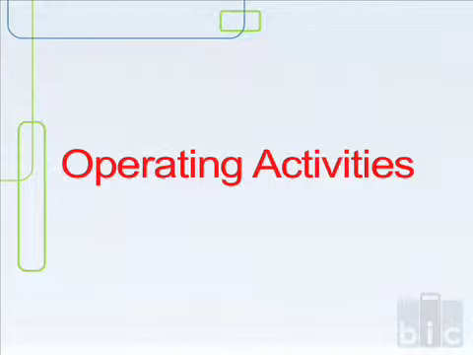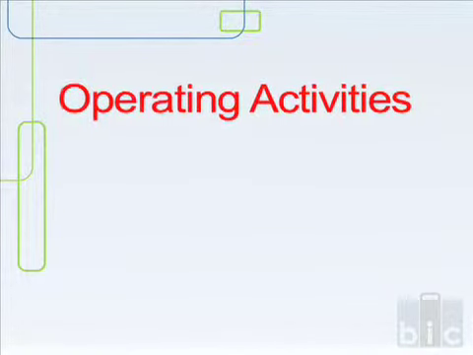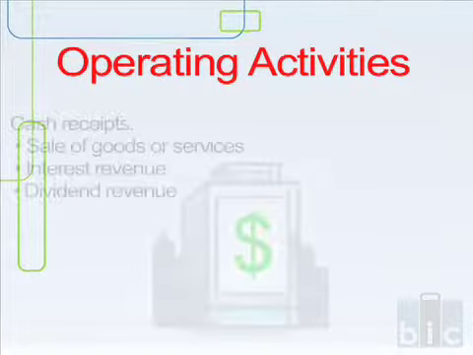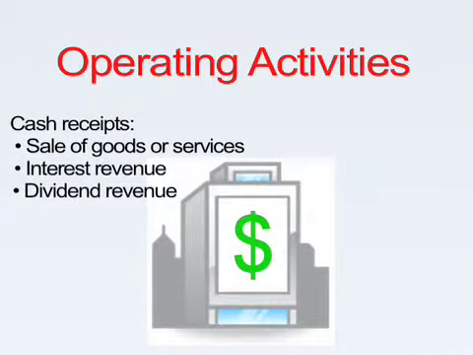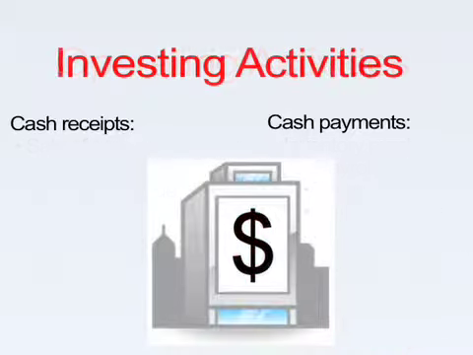Cash flows from operating activities reflect how much cash is generated from a company's products or services. Cash receipts include the sale of goods or services, as well as income from items such as interest and dividends. Operating activities also include your cash payments, such as inventory, payroll, taxes, interest, utilities, and rent.